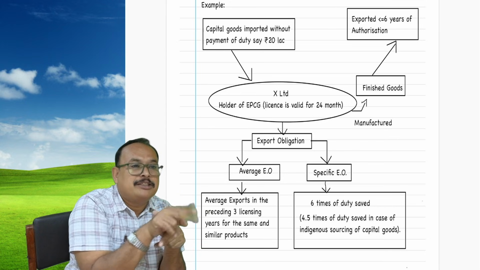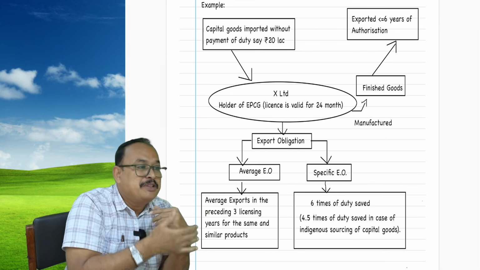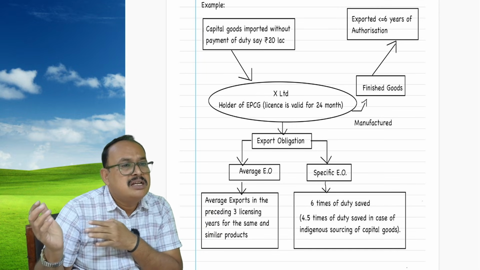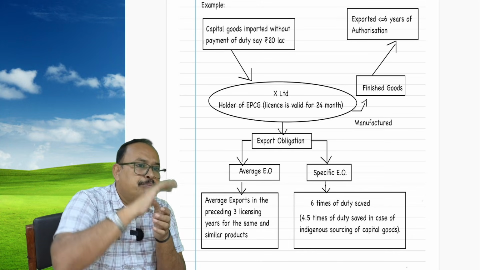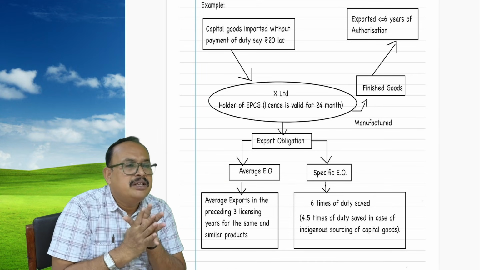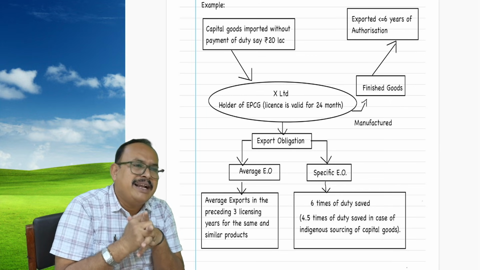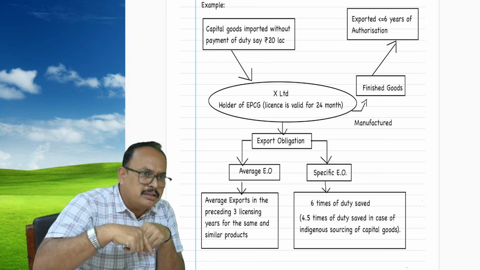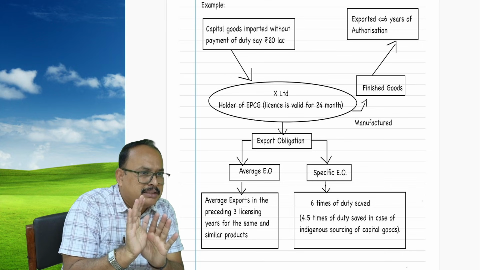There are two export obligations. One is called average export obligation, the other is specific export obligation. Average export obligation is the past 3 years' export performance divided by 3: year 1, year 2, year 3 exports divided by 3. For example, if it is 90 lakhs over 3 years, 90 lakhs divided by 3 is equal to 30 lakhs.